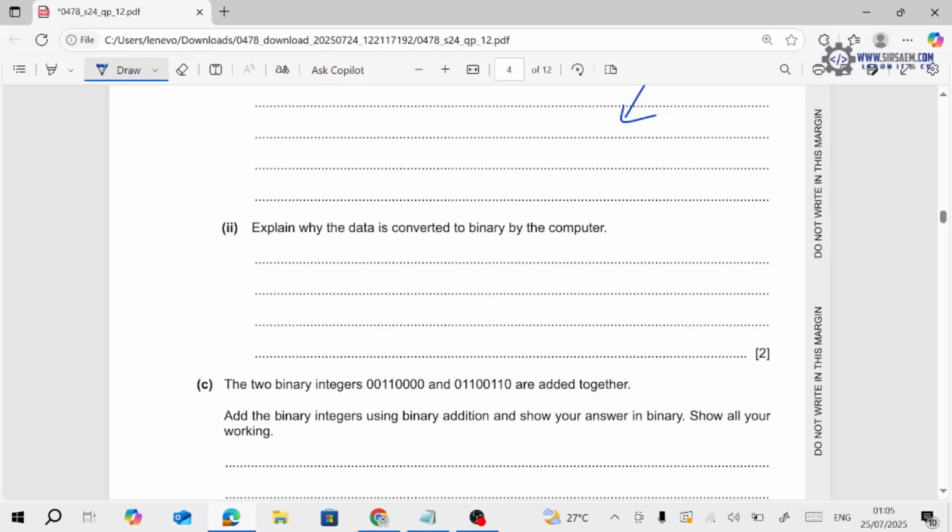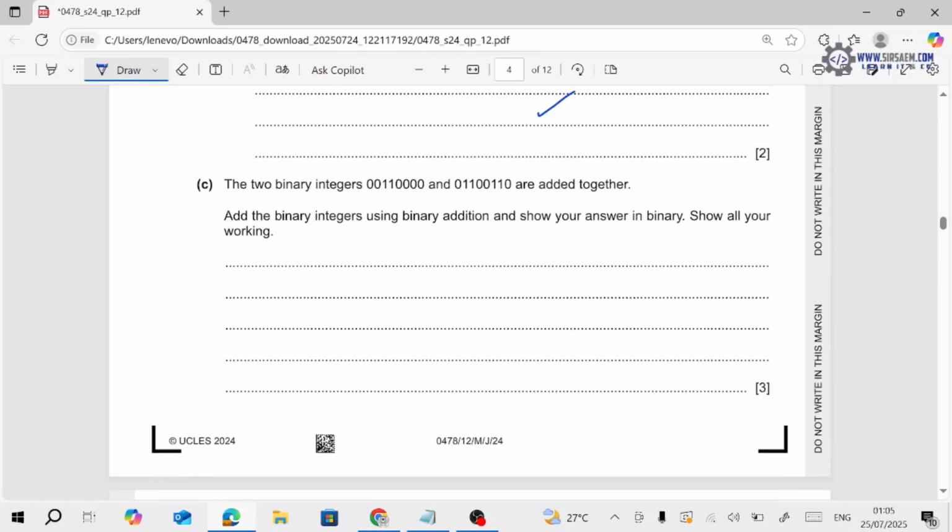If you have straight logic gates, we have the AND, NOR, NAND, XOR gates, and all of these gates will always use zeros and ones. Okay, that's the reason why we use it. The two binary integers over here, which is this and this, are added together. So we have to add both of them. So let me just write them down, one second.